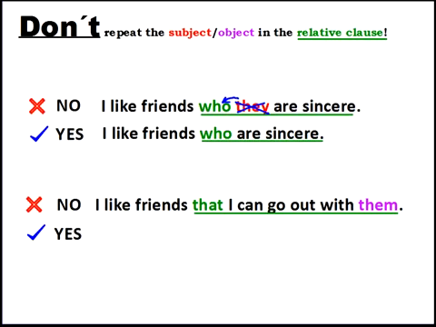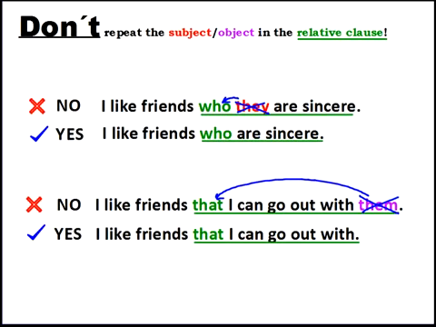Also, when it's the object, for example, the second sentence, let's look at this one. I like friends that I can go out with them. No, don't use that. Why? Because I've already used that here. That's the object. So I'm going to read it like this: I like friends that I can go out with. Okay? I don't need to repeat the object there. All right. So, again, don't repeat the subject or the object in the relative clause.